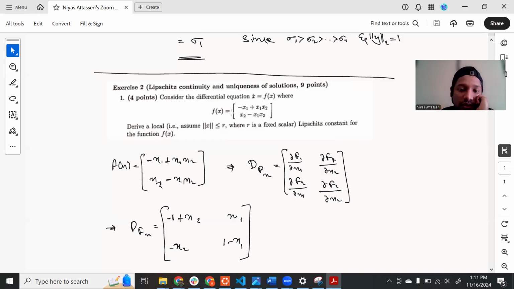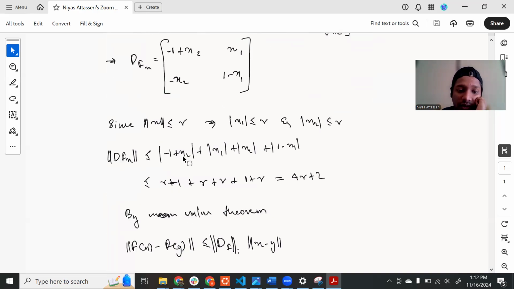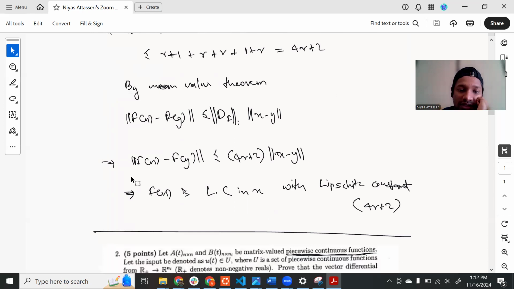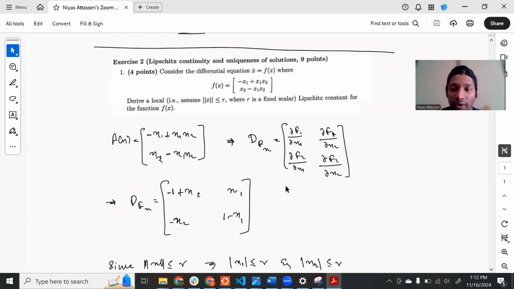So we know that Lipschitz continuity in x happens when we can find an expression in this form. Let's say f of x minus f of y is bounded by a function multiplied by the norm of x minus y. Now we are trying to find that function. I already have the results, but that's what we are trying to find.